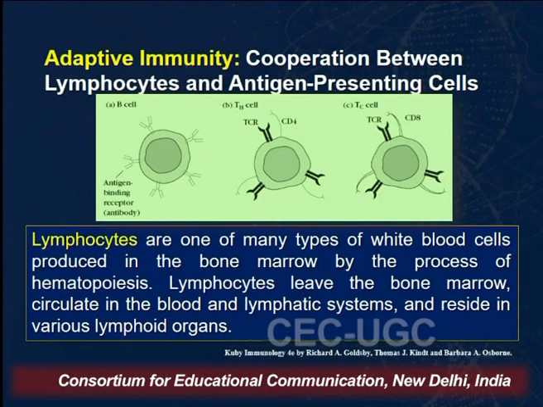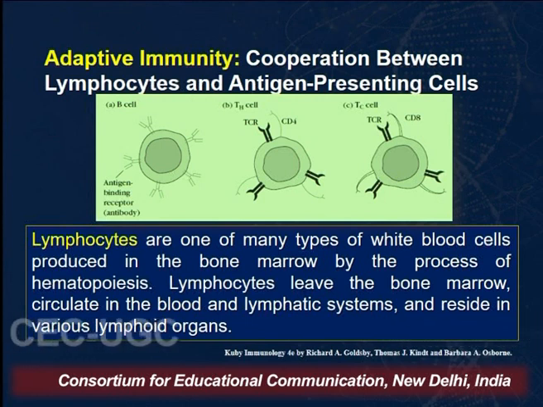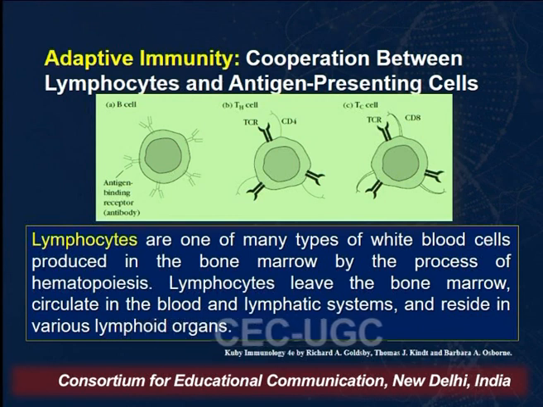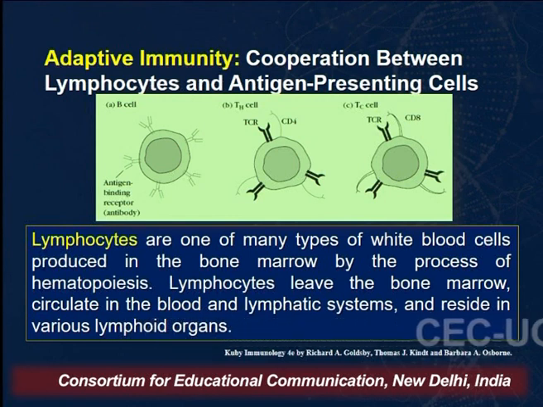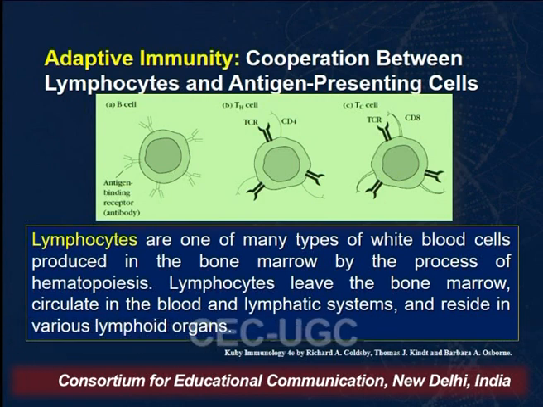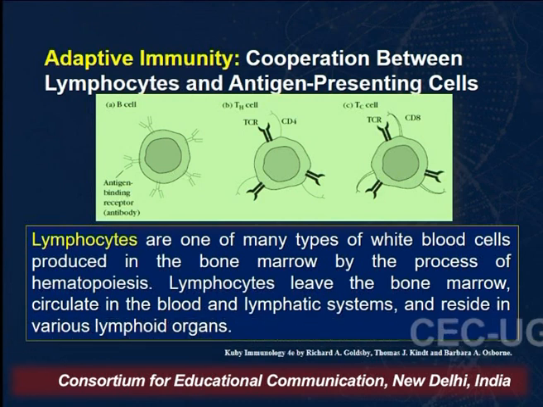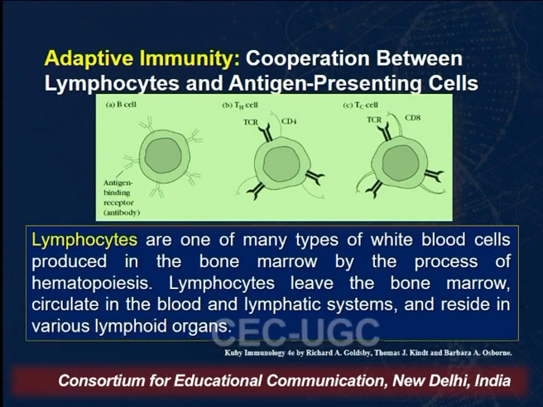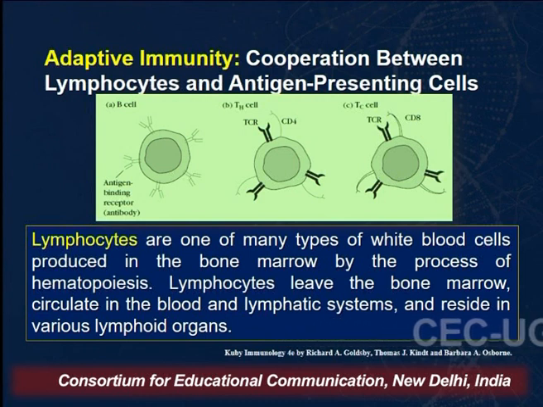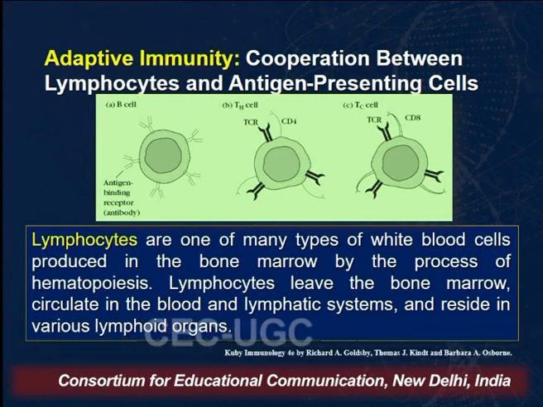The second part is more specific, which is called the adaptive immunity. It is brought about by the lymphocytes and the antigen presenting cells, which present the antigens in a more specified way by processing and presentation. Now the lymphocytes are the main type of white blood cells which circulate in the body, and they are produced in the bone marrow by a process called hematopoiesis. The lymphocytes leave the bone marrow, circulate in the blood and the lymphatic system, and reside in the various lymphoid organs. So in our body there are various lymphoid organs where these lymphocytes are present.